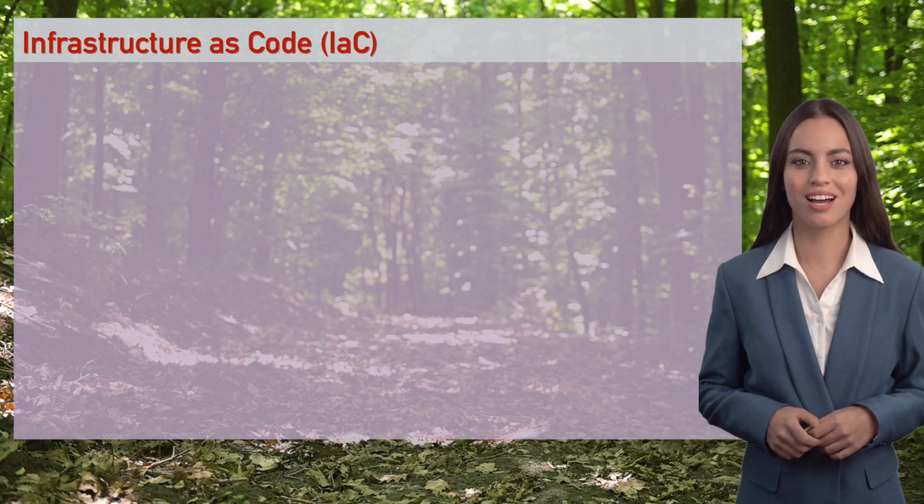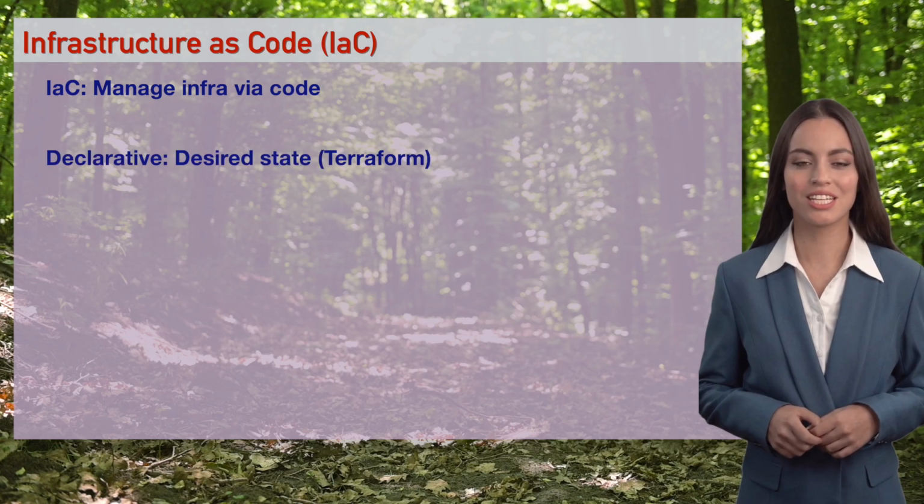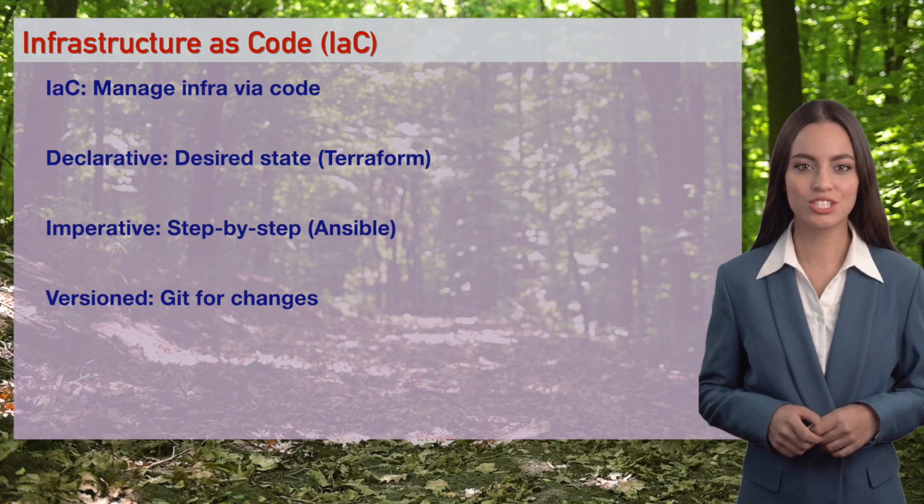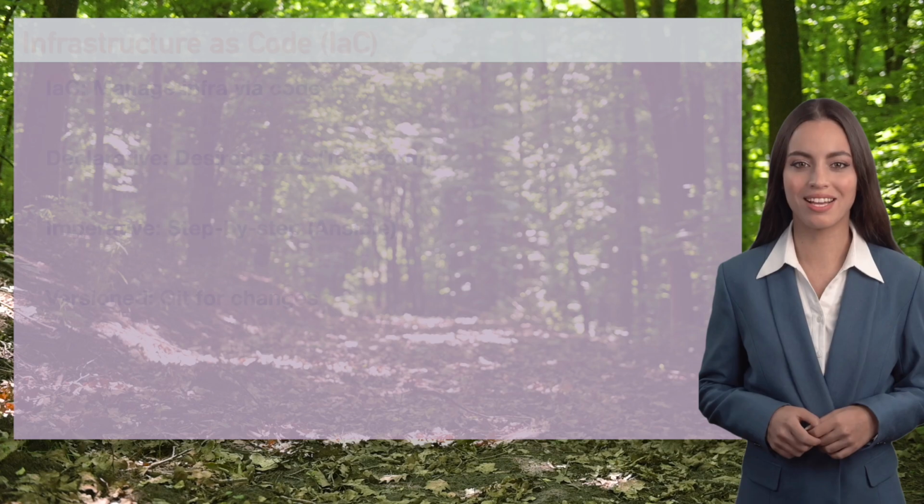Infrastructure as code, IaC. Treat infrastructure provisioning as versioned code for consistency and auditability. Declarative tools like Terraform define desired state, letting the tool handle how. Imperative tools like Ansible specify steps explicitly. Store in Git for change tracking, reviews, and rollbacks.